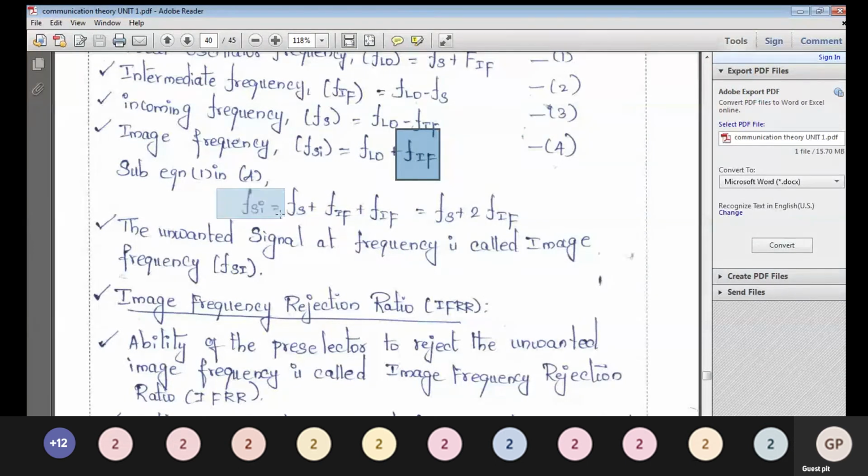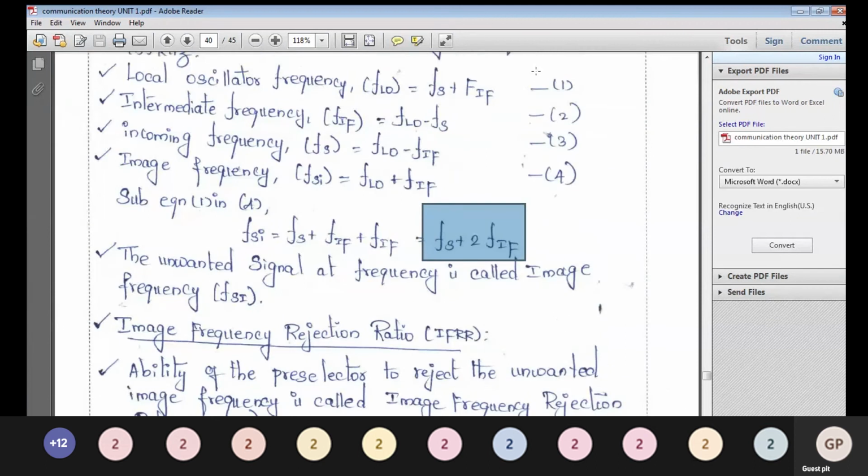Now the image frequency in terms of signal frequency: we substitute equation 1 in 4. Substitute here the local oscillator frequency FLO equal to Fs plus Fif. So the image frequency equals Fs plus Fif plus one more Fif. This is equal to Fs plus 2 Fif. That is our image frequency.